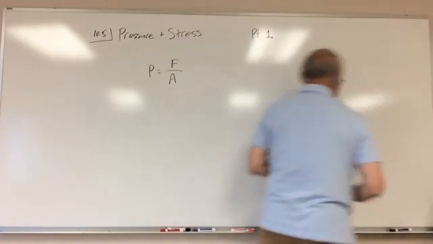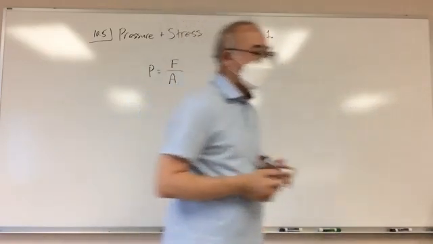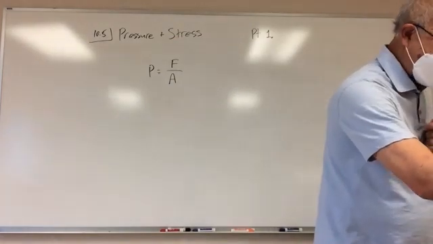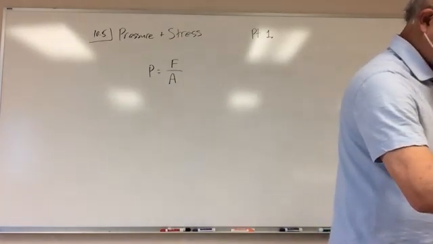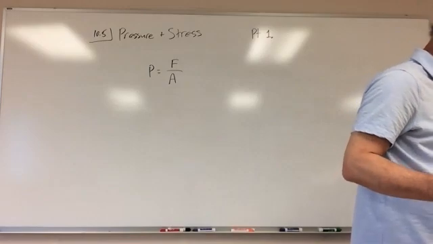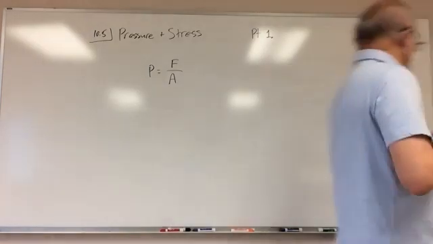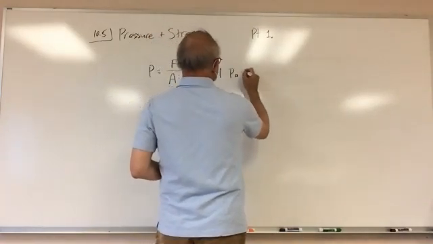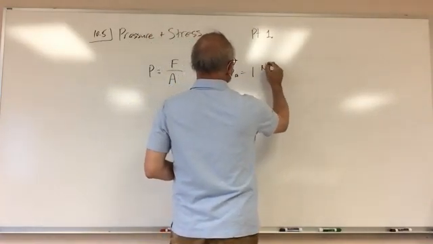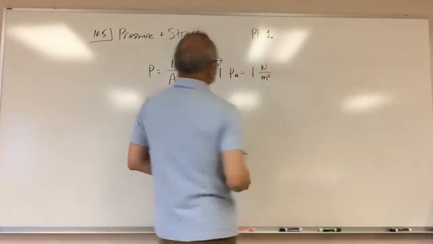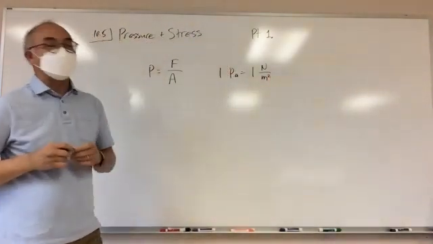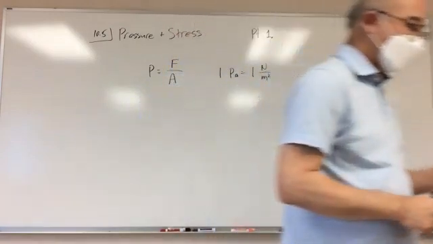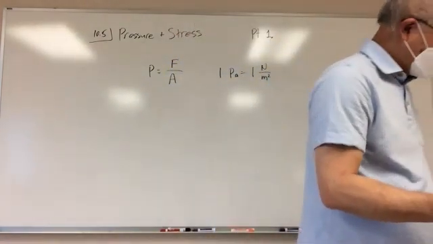A couple others. There's a Pascal. We talked about atmospheric pressure. A Pascal is a Newton per meter squared. So 1 Pascal is equal to 1 Newton per meter squared. We normally talk about pascals in kilopascals because a Pascal is a very small unit. Just a heads up as you go.